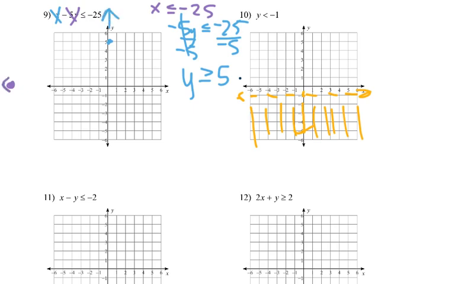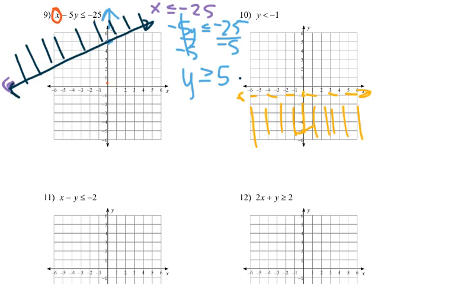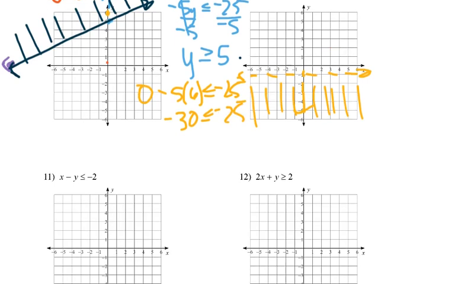X I shade to the left, so there's an equal to, so I draw my line, and then I shade above. Again, if you didn't believe me, plug in 0 for x, 0 for y, and I would get 0 is less than or equal to negative 25, not true. If I wanted to try a point that would be true, try 6 for y. So x would be 0, y would be 6. I'd get negative 30 is less than or equal to negative 25, and that is true.